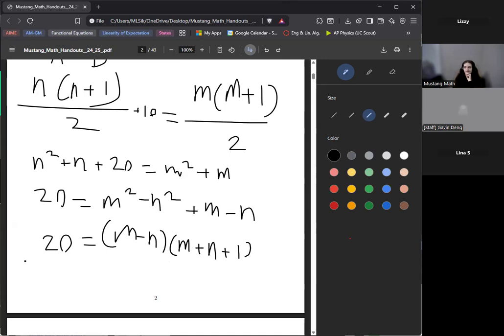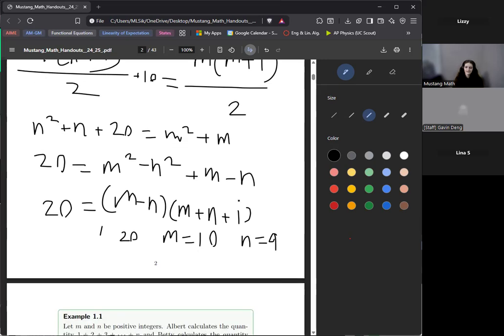So what's another pair that you could try? 1 and 20? I don't know. Yeah, 1 and 20 is one that we could try. If m is 10 and n is 9, then it works out with 1 times 20.